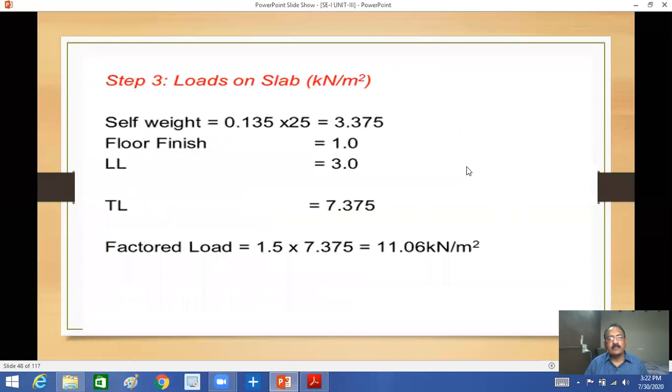Next step is calculation of loads. Dead load, how to calculate? RCC unit weight is 25 kilonewton per meter cube, and self weight is equal to 0.1, this is the total depth 0.135 as seen before, that is equal to 3.375 kilonewton per meter square. Similarly, floor finishing is given data, 1 kilonewton per meter square. Live load is given as 3 kilonewton per meter square. Total load is here 7.375 kN per meter square. Factored load we got 11.06 kN per meter square.